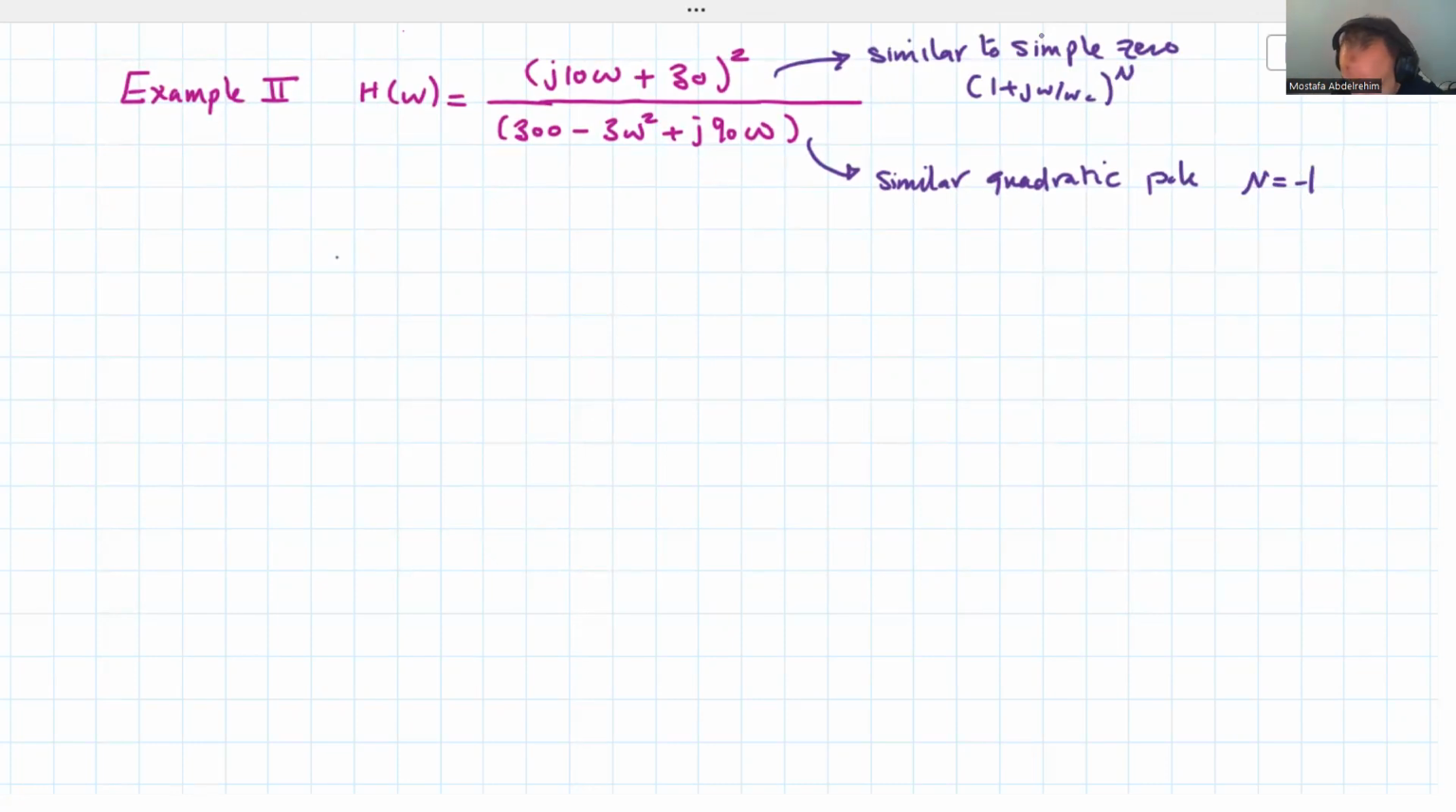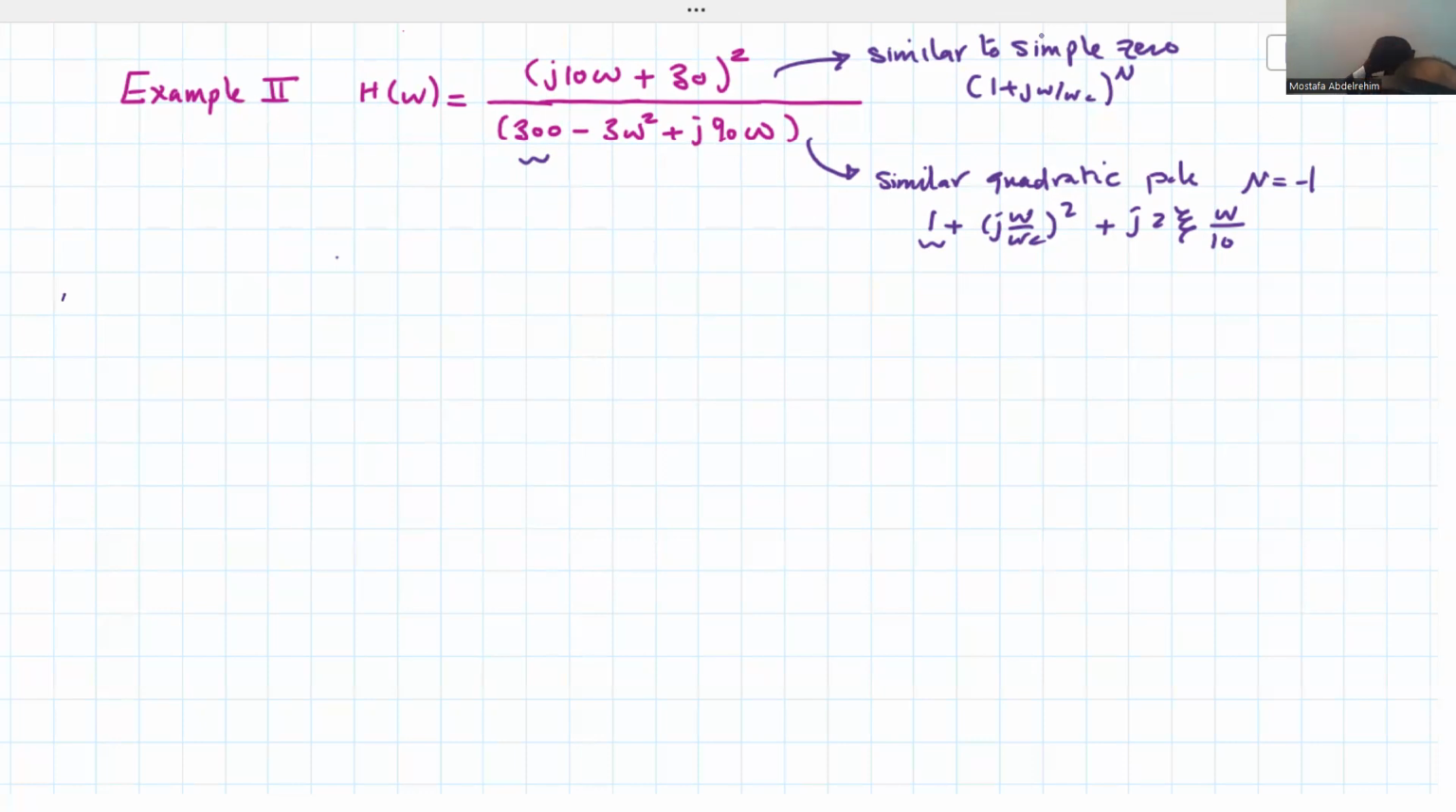Again, it's not clear, because the formal standard form of that quadratic pole is 1 plus j omega over omega c squared plus j 2 zeta omega over omega c. But it's not clear again. Here we have 1, here we have 300. So we have to convert that shape into these standard forms. Okay, so let's do that.